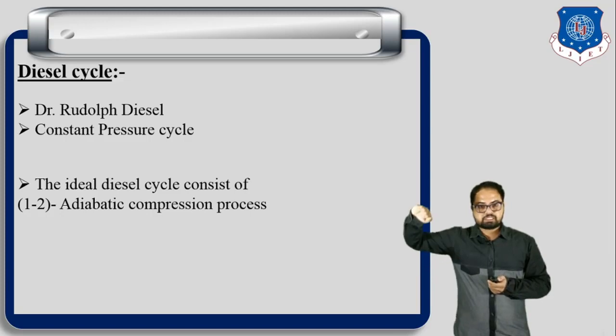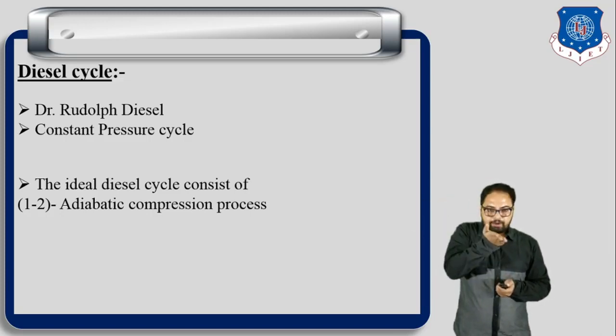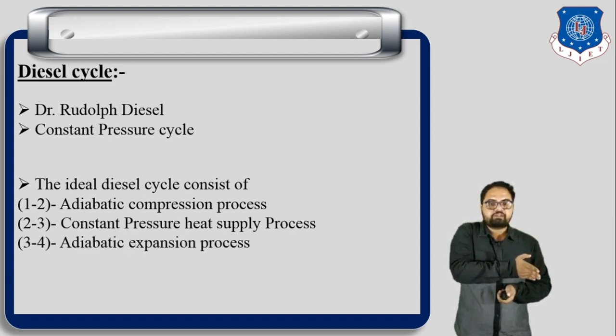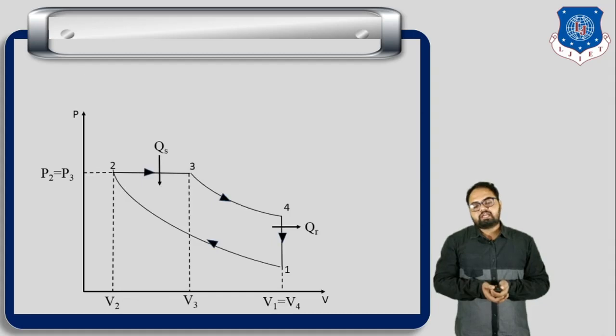So this cycle consists of an adiabatic compression process. After that the heat is added at constant volume. After that an adiabatic expansion process. After that the heat is rejected at constant volume. So these four processes make up the diesel cycle, which you can clearly see in this diagram.